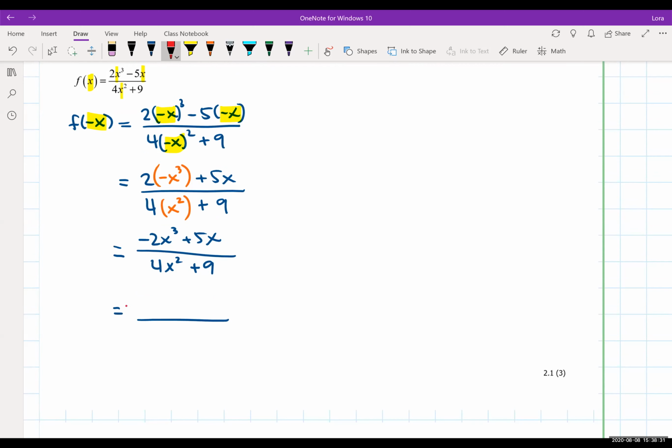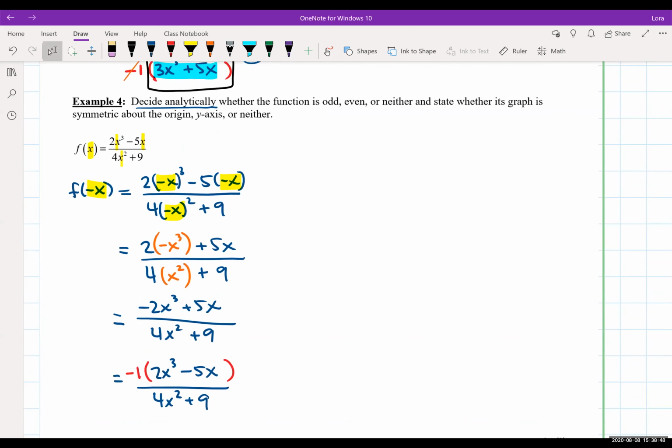And if I factor out a negative 1 from the numerator, all it does is change the signs. So I should have positive 2x cubed and a minus 5x. And I didn't really want to touch the denominator because my goal is to look for f of x if possible. So now as I'm comparing everything back to the original function f of x, I'll look at it one more time. We already said the denominator was exactly the same. And it still is. We haven't changed it. Now we actually see the numerator show up in that factorization.